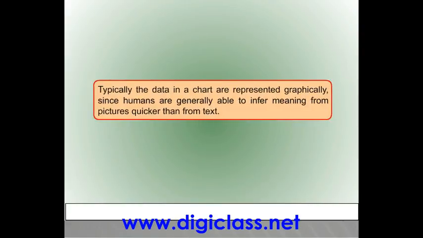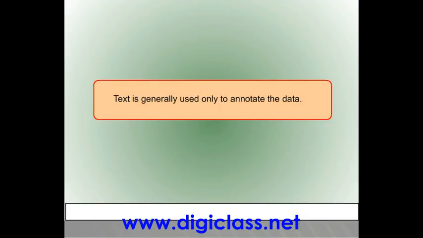Typically, the data in a chart are represented graphically, since humans are generally able to infer meaning from pictures quicker than from text. Text is generally used only to annotate the data.